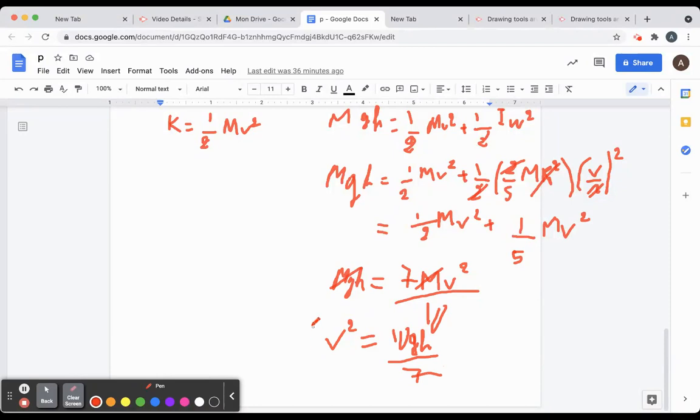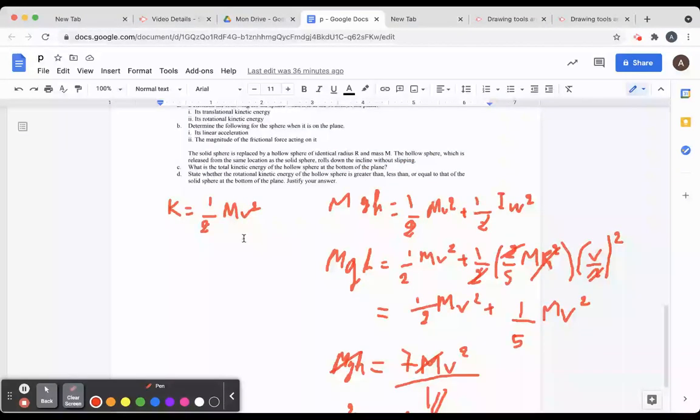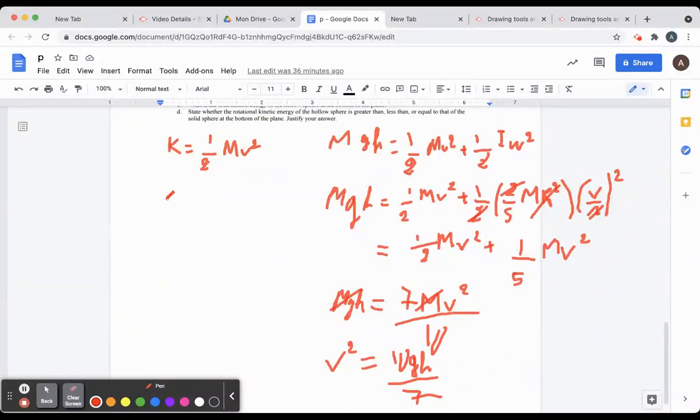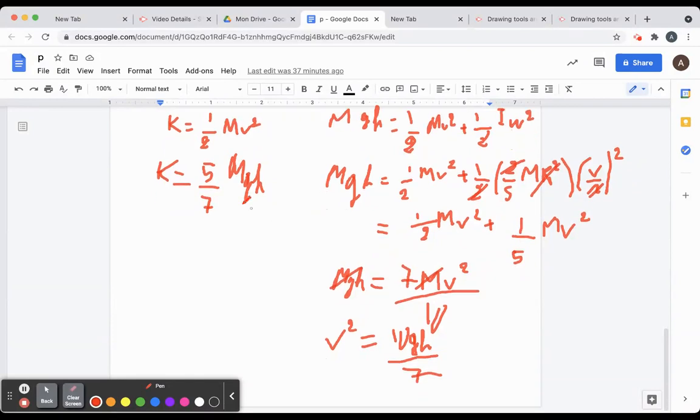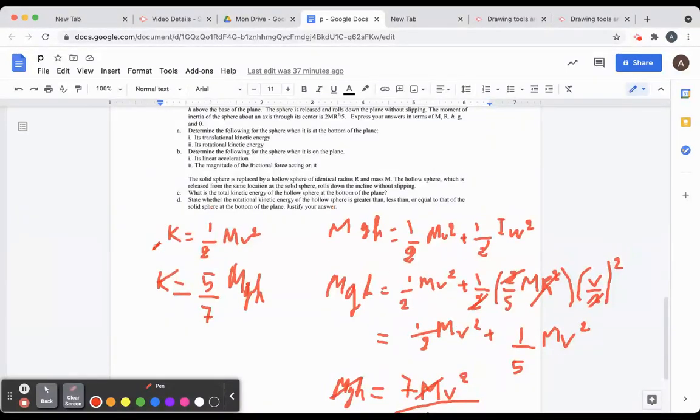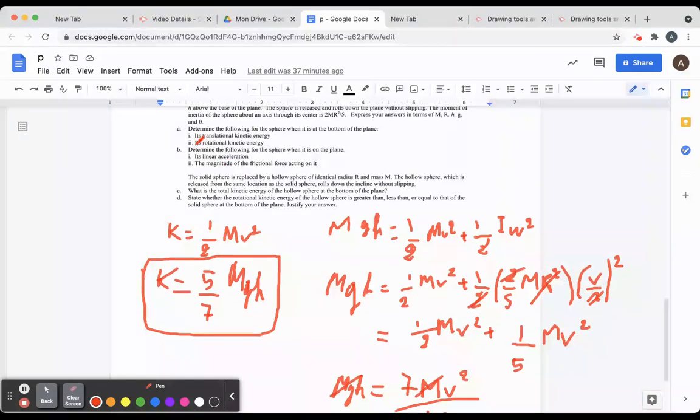So we found the velocity square value, and we will plug it in here and find k, which will give us k equal 5 over 7 mgh. So this is the translational kinetic energy value for A1. So right now let's move forward to A2.